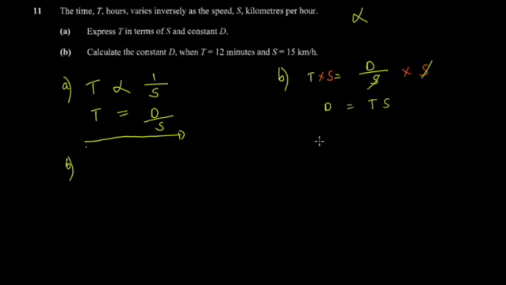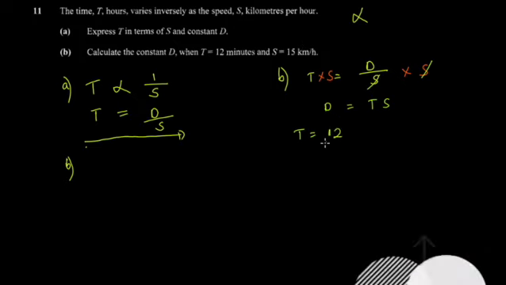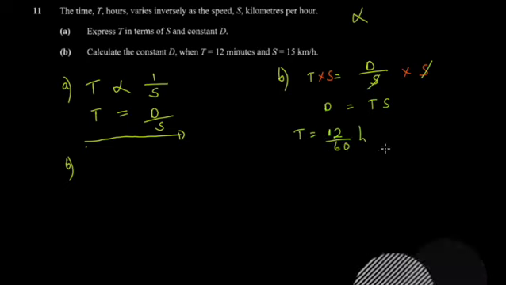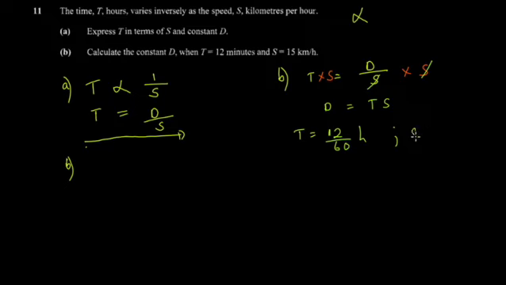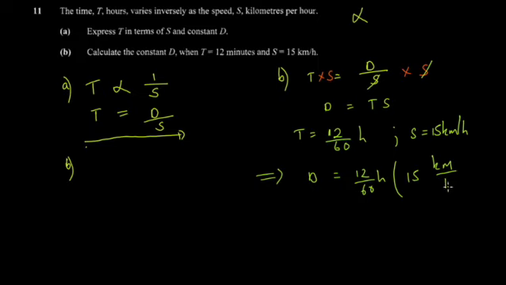You're told that t is equal to 12 minutes, but then you should change this one to hours so that it matches with the units here. So this one will be 12 over 60 hours, like this. And s is equal to 15 kilometers per hour. When you substitute, what do you get? You get d equal to t, which is 12 over 60 hours, multiplied by s, which is 15. Kilometers per hour simply means kilometers over hour, like this.